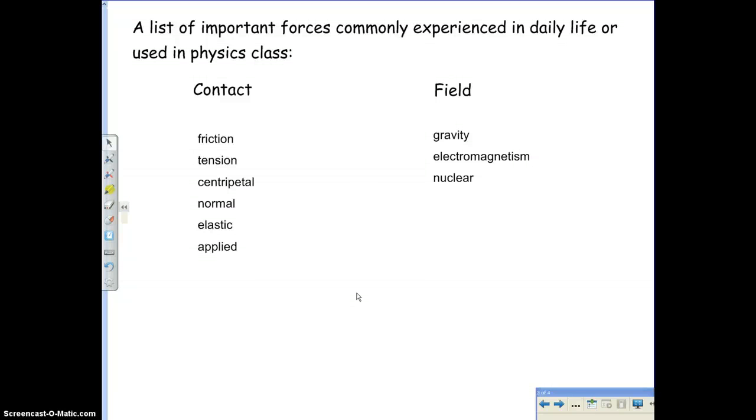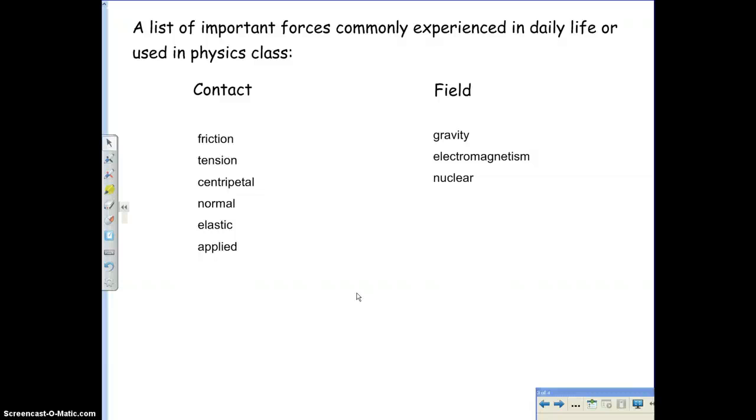The normal force will come later, but basically it's a force that says that if you touch something, that thing touches you back, and that force that it touches you back with is called the normal force. Elastic force, which goes with springs. And then if you don't know what else to call the force, it's called an applied force.